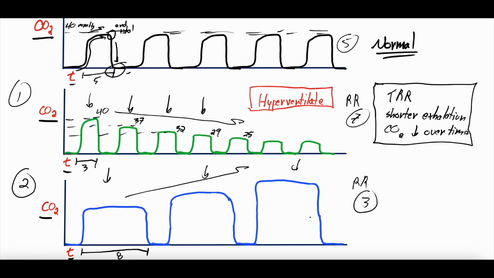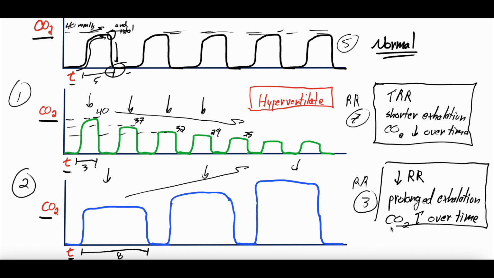Now let's go down to this other tracing. This tracing, if we were to describe it, has fewer respirations, so a decreased respiratory rate, RR, respiratory rate. It has a prolonged exhalation time, and the CO2 is increasing over time. If we were to describe this pattern, and maybe y'all are going to figure this out by now, because the title implies what we're talking about, right? Breathing slower, prolonged breaths, and the carbon dioxide actually building up over time.